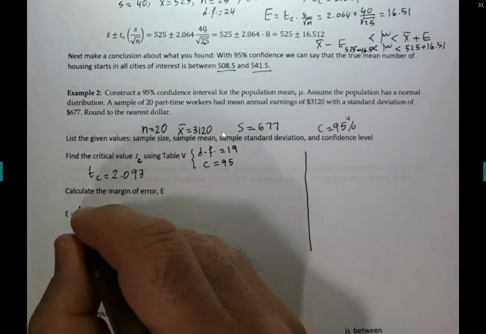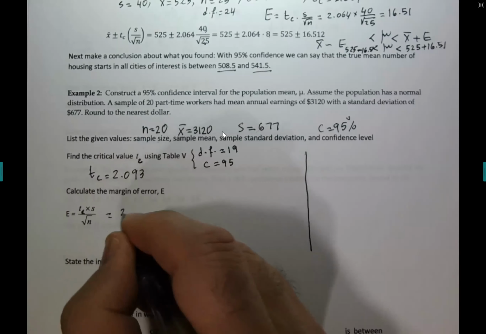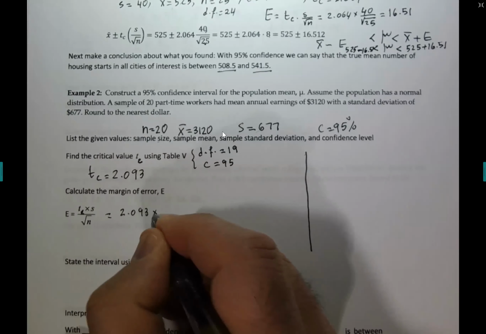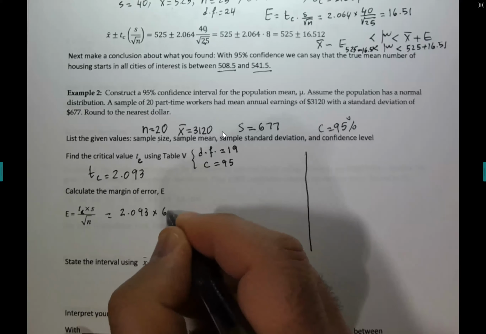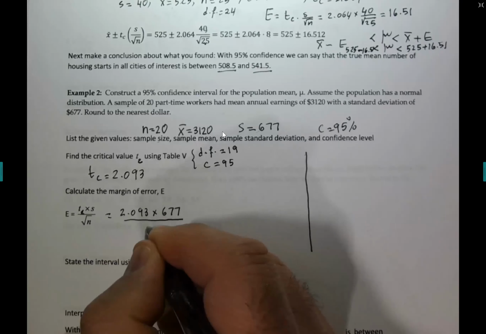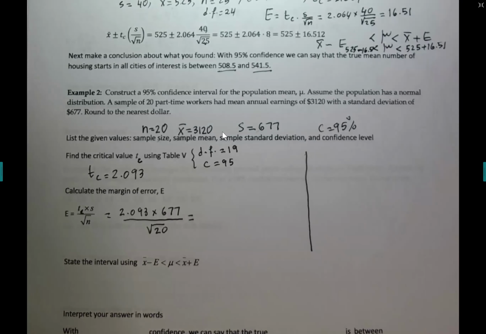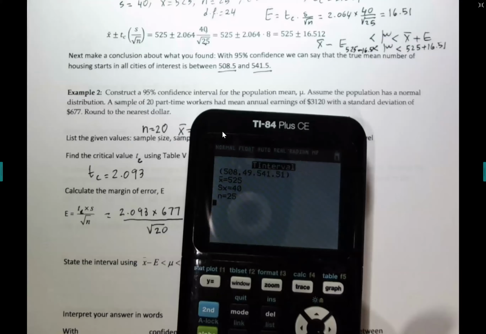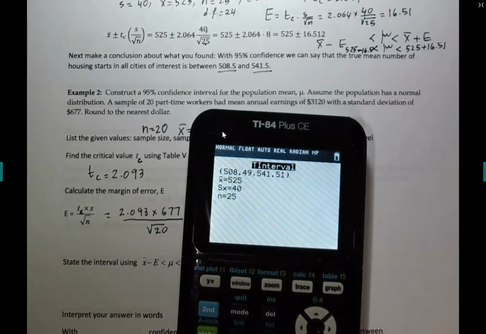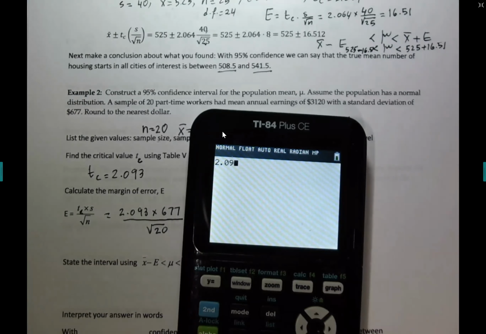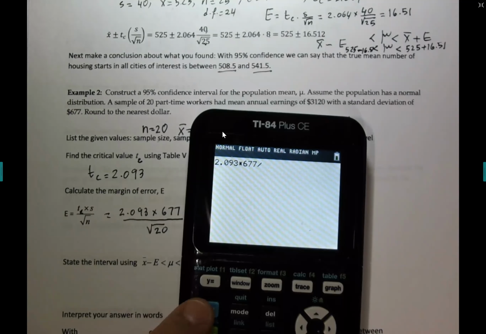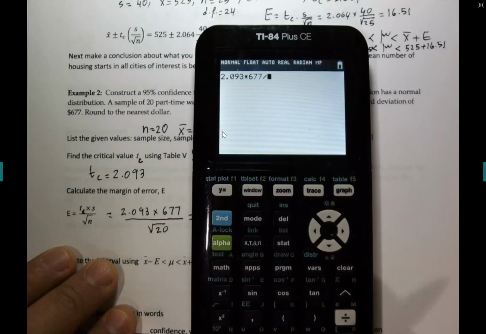And now let's put it in the formula. 2.093 times S, which is $600.77, divided by square root of 20. And let's do the math here. 2.093 times $600.77, and then divide by, you can do it all in one shot. Look, how do you do square root, guys? That's the algebra that you need to be aware of.